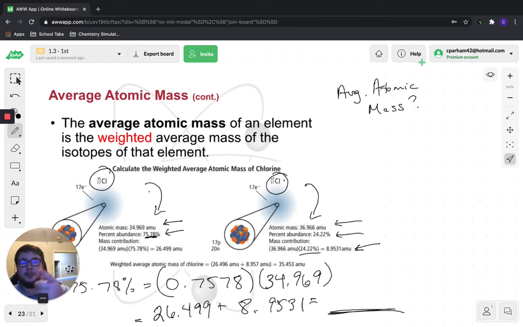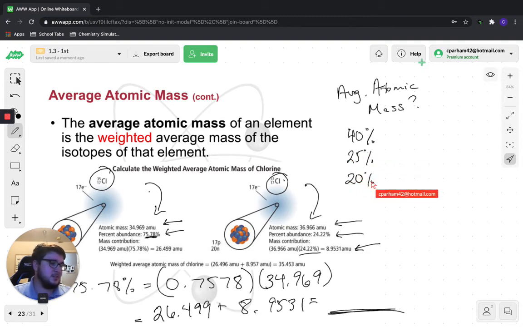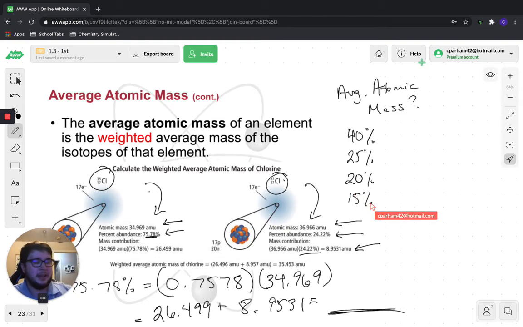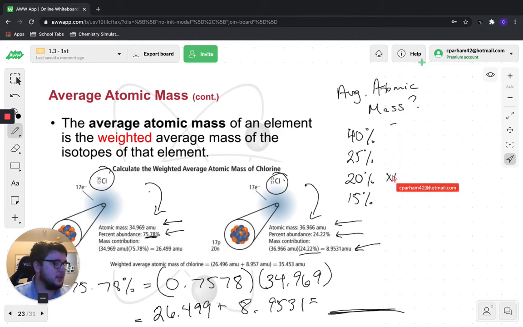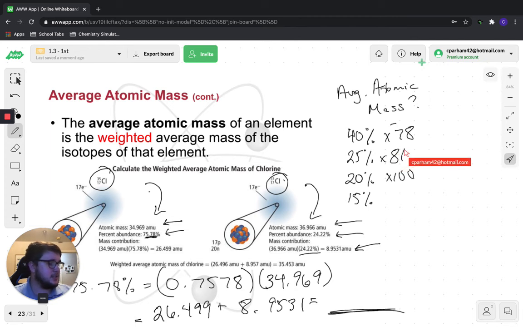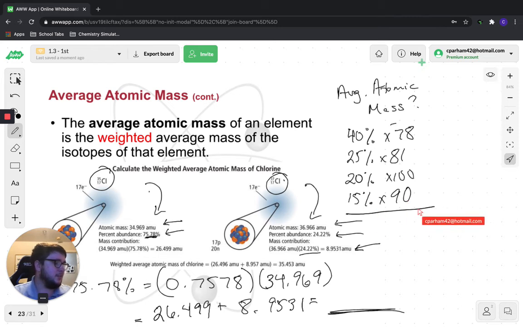It's actually the same way your grades are calculated. So if 40% of your grade is a test, 25% is a quiz, 20% is daily work, and 15% is an EOC, you're going to multiply those percentages by your grades in each of those categories. So if your daily grade is 100, your test average is a 78, your quiz average is an 81, and let's say you do really well and get a 90 on your EOC, and you want to calculate your final grade, it's the same thing.